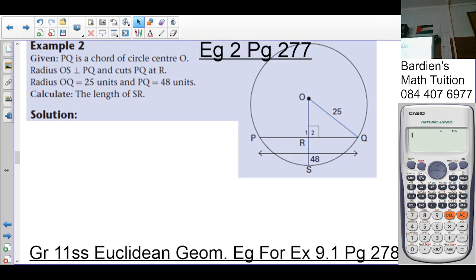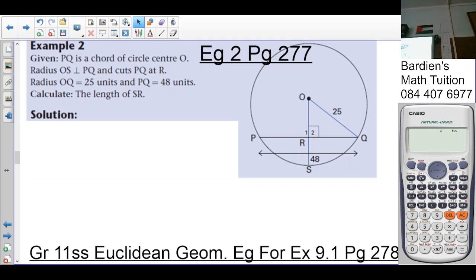Example 2 is on page 77. We are told that PQ is a chord of circle center O. Radius OS is perpendicular to PQ. So now what do I see here? The perpendicular one that I just showed you earlier on.